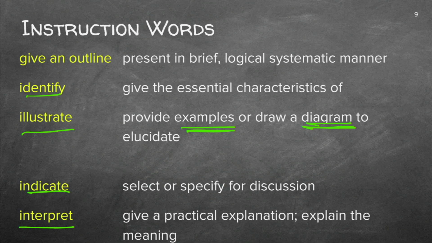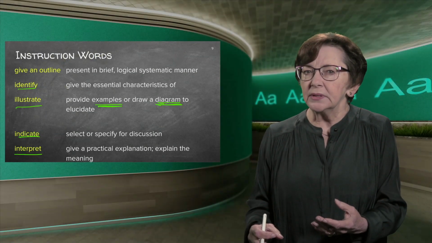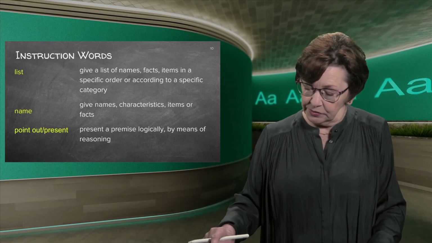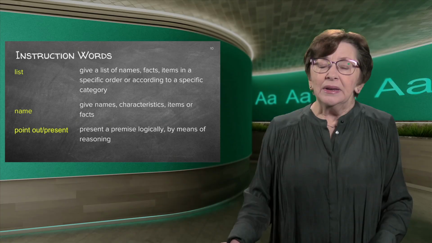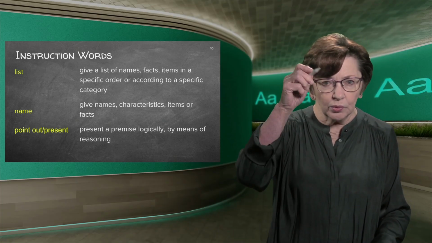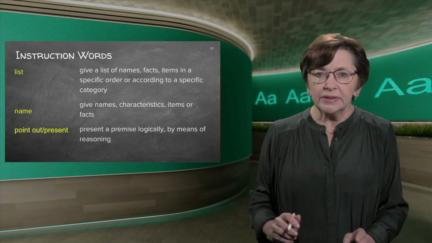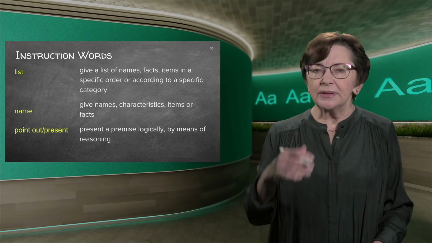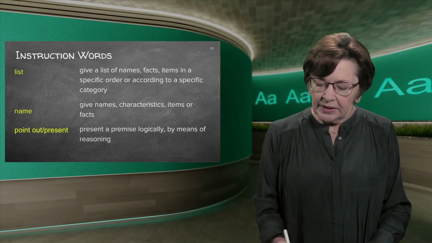Interpret has to do with looking at a question and sort of explaining it to yourself and interpreting it in a certain way before you perhaps comment on it or say something about it. List is easy enough. You all know a grocery list. List, you can probably use bullets or something or numbers, but a list of names, facts, easy enough.